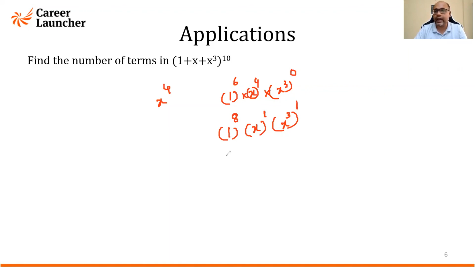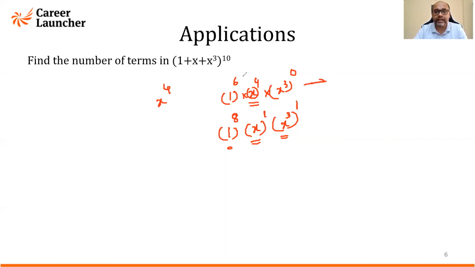Is there any other way? I don't think so. These are the only two ways. This is x power 4 directly, this is x power 1, and the other terms will adjust accordingly. So these are the only two ways.